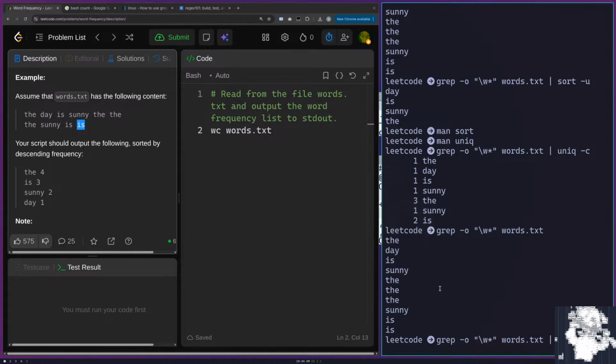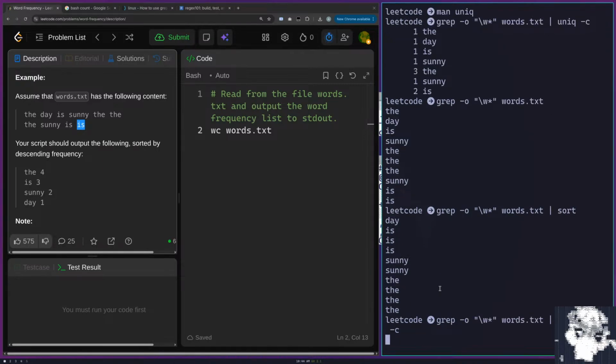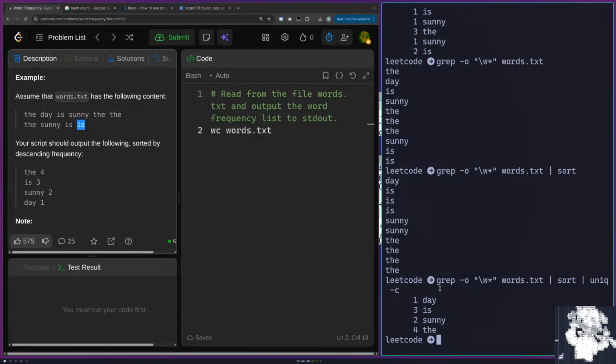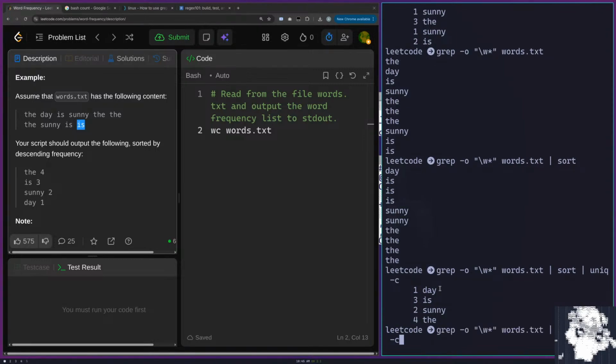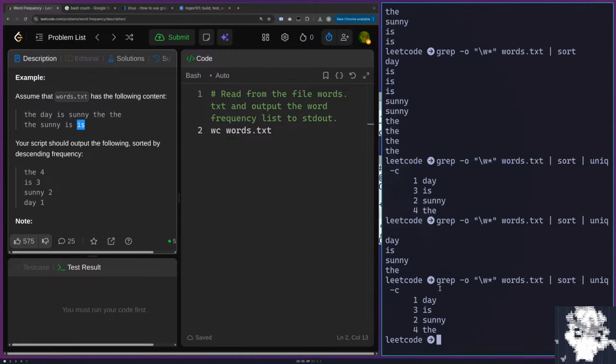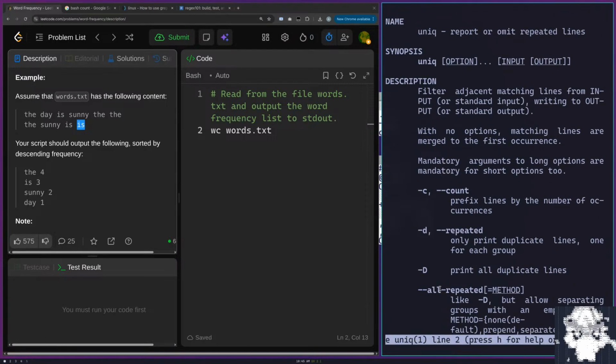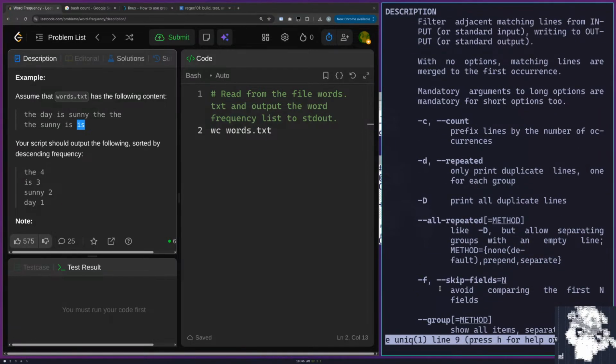So what if I sort them and then I pass them into unique -C? Okay. Now, is there a way to tell -C to put the number second? Man unique. Count. Prefix the lines by number of occurrences.